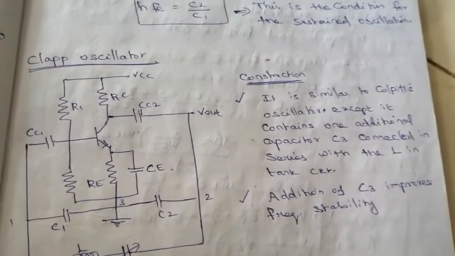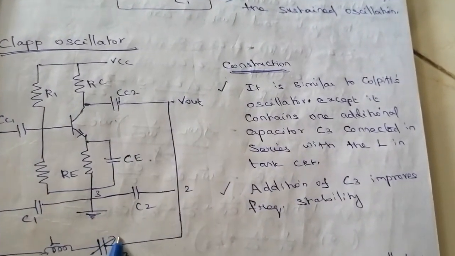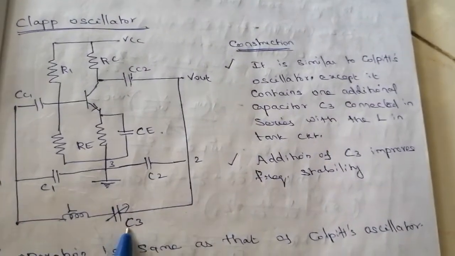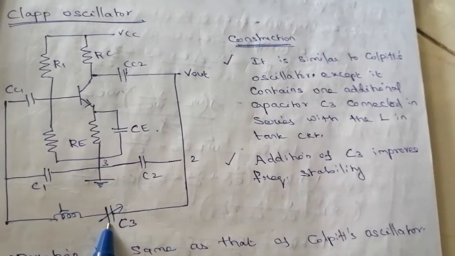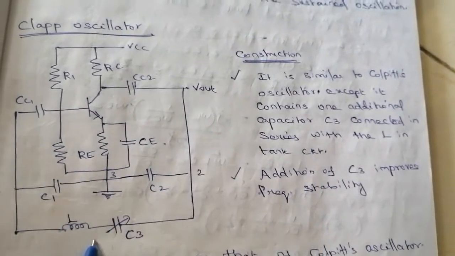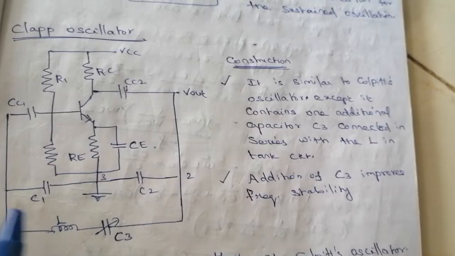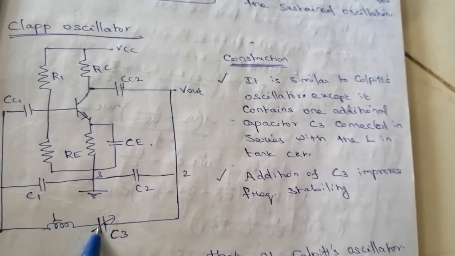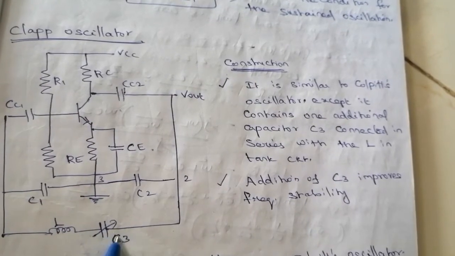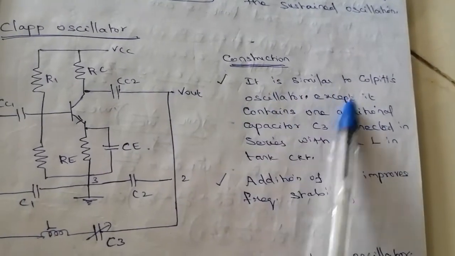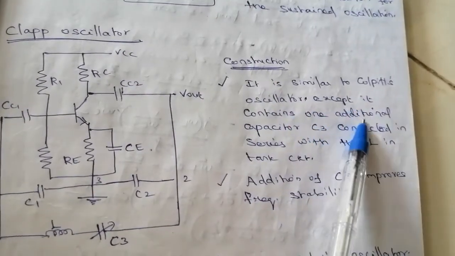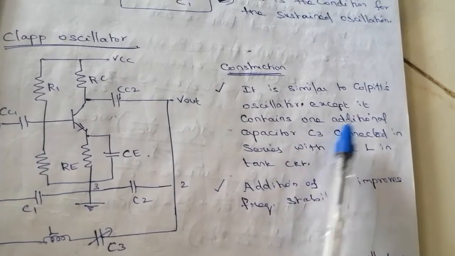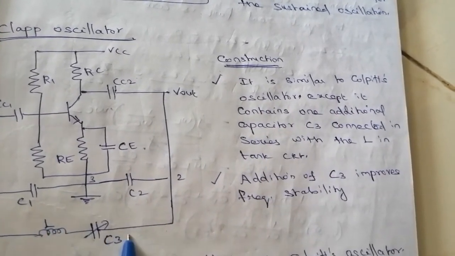The next oscillator is the Clapp oscillator. A Clapp oscillator is similar to Colpitts, except that here we are using a variable capacitor C3. The remaining circuit and the operation are the same. The only difference is that one additional variable capacitance is added. So the construction is similar to the Colpitts oscillator, except it contains one additional capacitor C3 connected in series with the inductance L in the tank circuit.